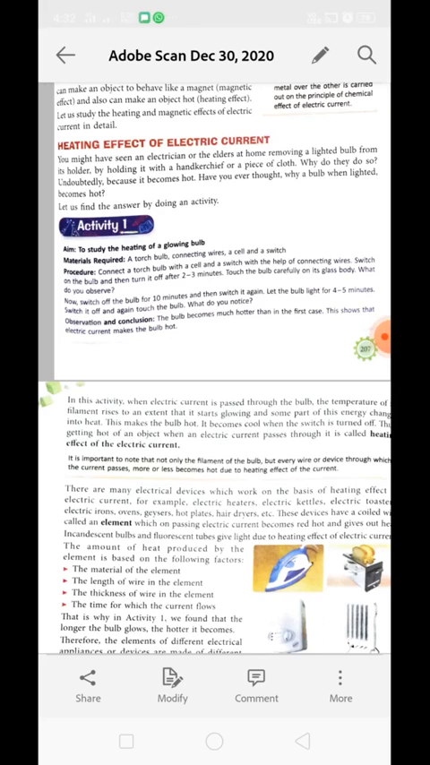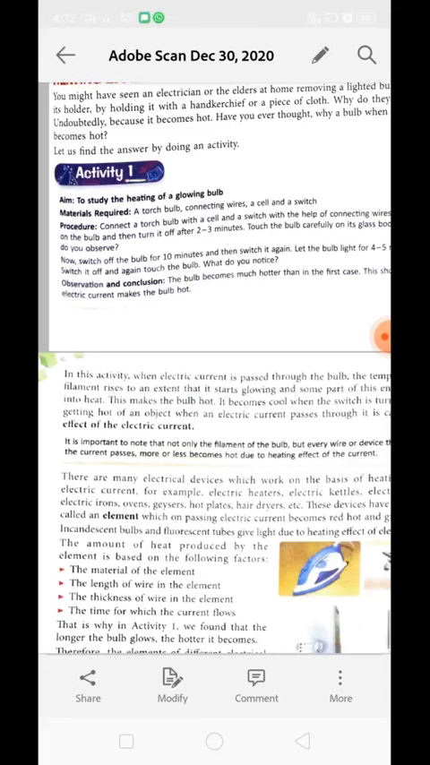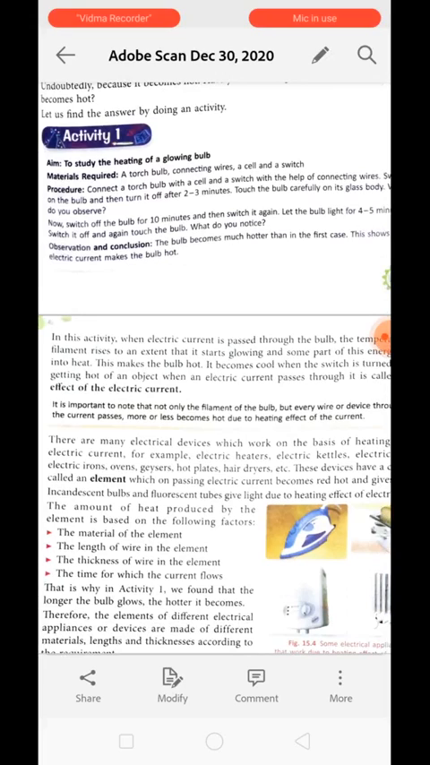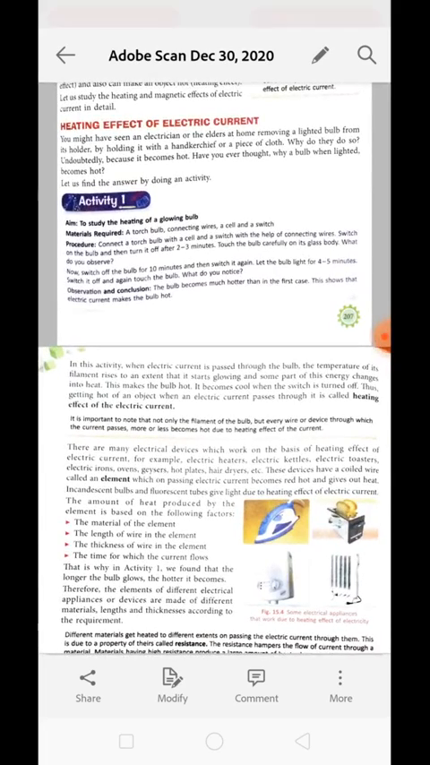To find out the answer, let us do an activity. To find out why the bulb is hot, we can do activity number 1, to study the heating of a glowing bulb. For this we need a torch bulb, connecting wire, a cell and a switch, so that we can connect all of these together. Now what is the procedure?